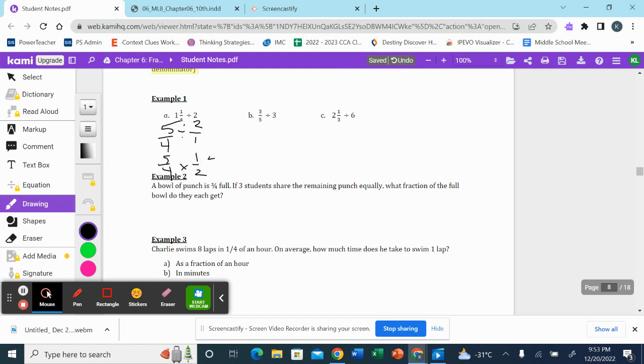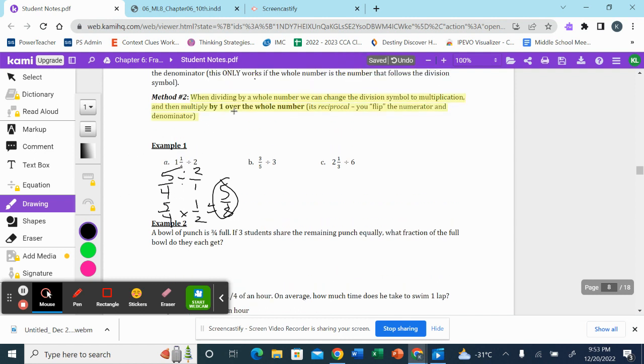Now we know what we're doing. When we have two fractions, we multiply the numerators together and the denominators together. So 5 times 1 is 5. 4 times 2 is 8. 5 over 8 is our final answer. So when we're solving using method 2, we're going to put the whole number over 1 and then flip it to multiply. Flip the numerator and the denominator around.